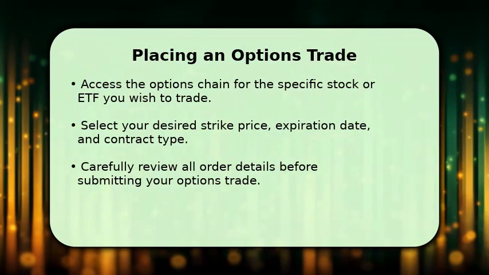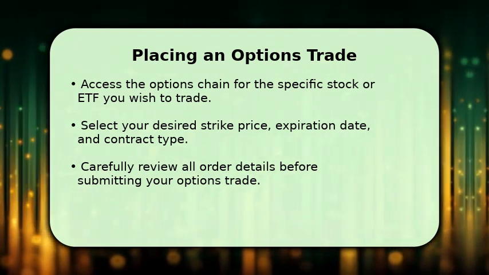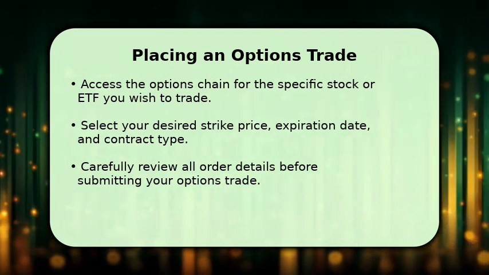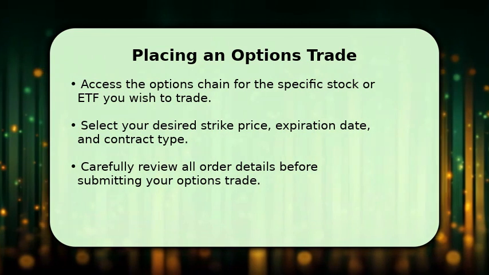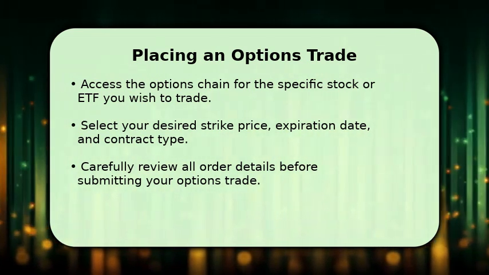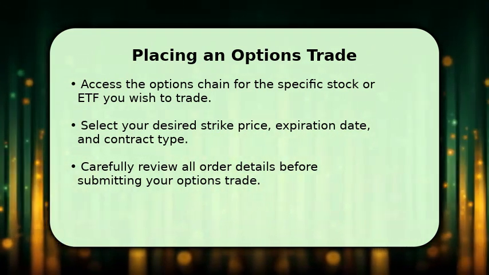Once your account is set up, you can place an options trade. Navigate to the options chain for the underlying asset you're interested in. Here, you'll choose your strike price, expiration date, and whether you want to buy a call or a put option. Always double-check all the order details, including the number of contracts, before you click to submit your trade.